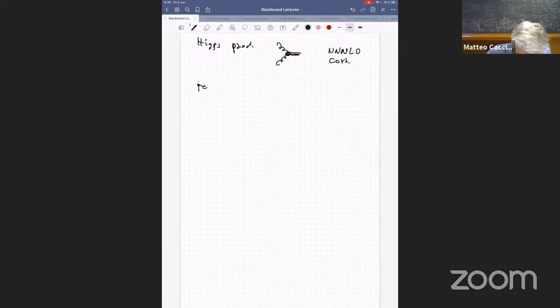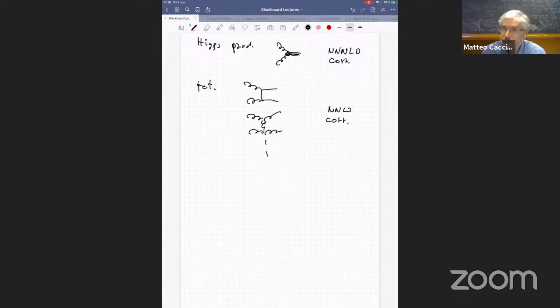Jet production, on the other hand, has as a leading process something like this, and there are many more diagrams. And for this particular process, only next to leading order corrections are known. Even those have only been obtained 3-4 years ago, not much more than that. Because it is a much more difficult process, it has many more diagrams in the initial state, and so many more diagrams for the correction.